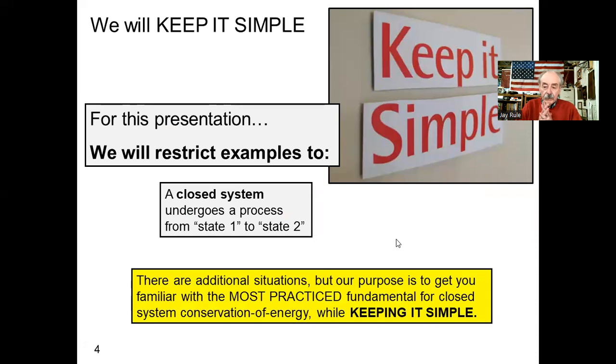Okay. We're going to restrict our example to a closed system that's undergoing a process from 1 to 2, or state 1 to state 2. So we're going to just try to keep it simple, but you know how to make things general. We're going to go from a simple, specific situation, and you have the ability to think in general situations. So we're going to try to keep it simple here.